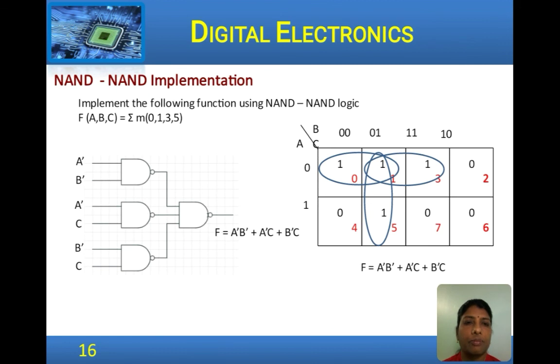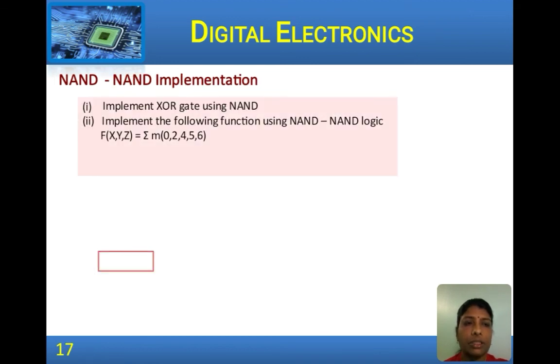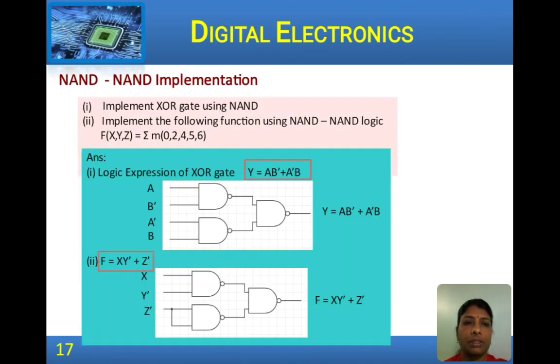So, here a problem is given. The function is expressed in terms of minterms. First use a K-map and reduce the expression to SOP. Implement the SOP using AND and OR, and you can replace them by NAND gates to get the solution. Pause the video, solve the problems, check your answers, proceed.